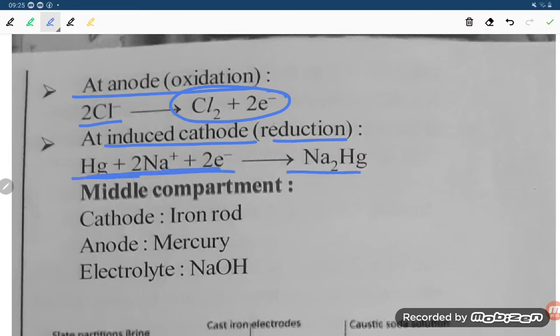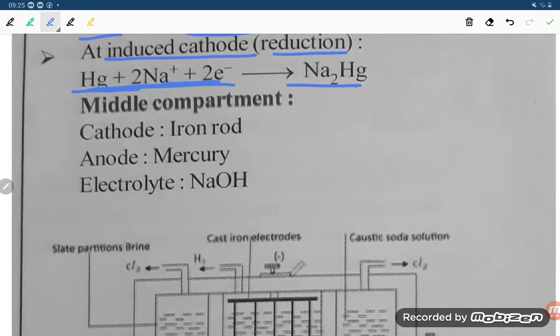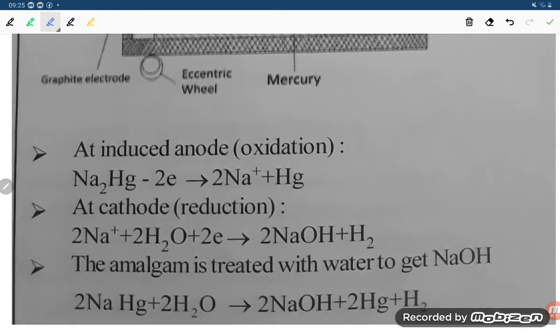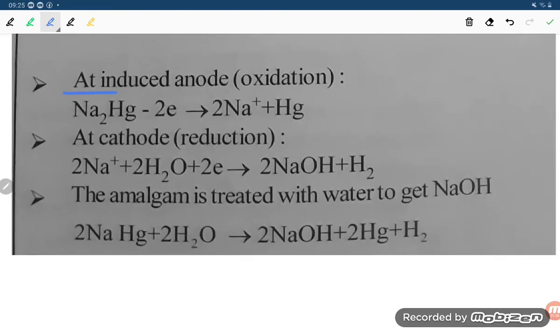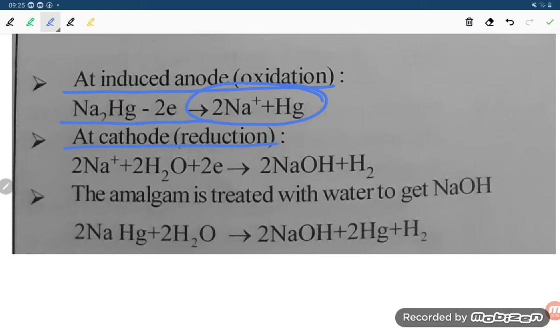and at the cathode, mercury is there, giving Na2Hg. Now in the middle compartment, the cathode is an iron rod and the anode is mercury. Now the electrolyte you are taking is NaOH. At the anode, oxidation takes place: Na2Hg loses 2 electrons to give Na+ and Hg. At the cathode, reduction takes place with the water molecule, giving NaOH and H2.